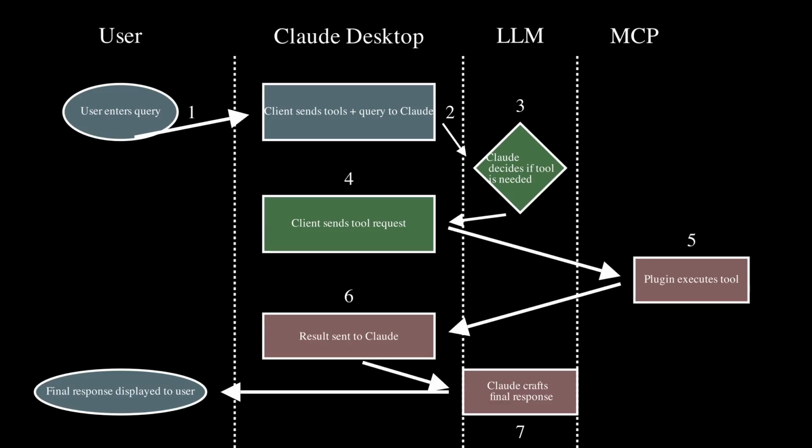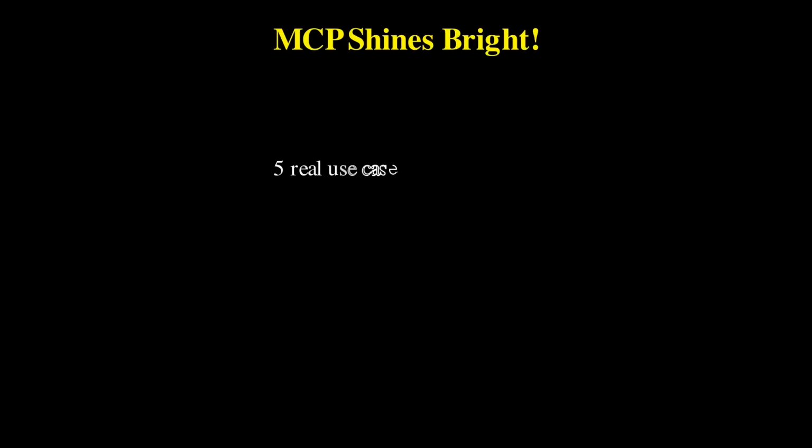Using this result, the LLM generates a final response, which is displayed to the user. So, is it perfect? Not quite. Let's talk about where MCP starts to show its limits. Before we talk about where MCP breaks, let's be clear. MCP still shines in a lot of places. Here are 5 real niche use cases where it works beautifully right now.